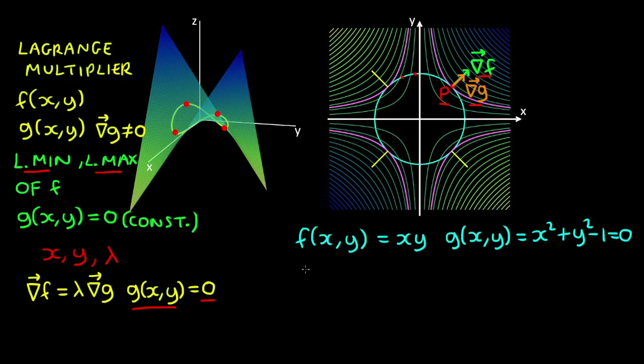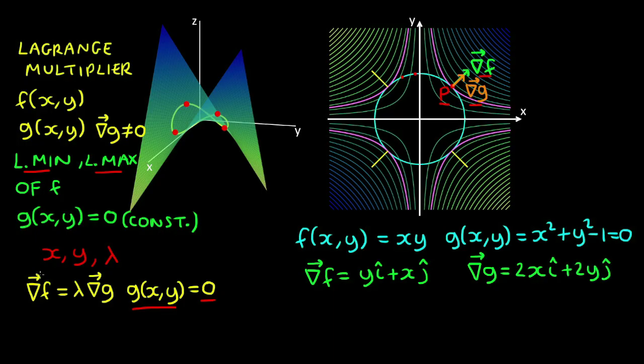So what we do is take the gradient of f, which is y in the i direction, plus x in the j direction, and the gradient of g is 2x in the i direction, plus 2y in the j direction, and equate the gradient of f with the Lagrange multiplier times the gradient of g. So we're just basically multiplying the gradient of g by lambda. So for the x component, we get y is equal to 2x lambda, and equating the j components, we get x is 2y lambda.